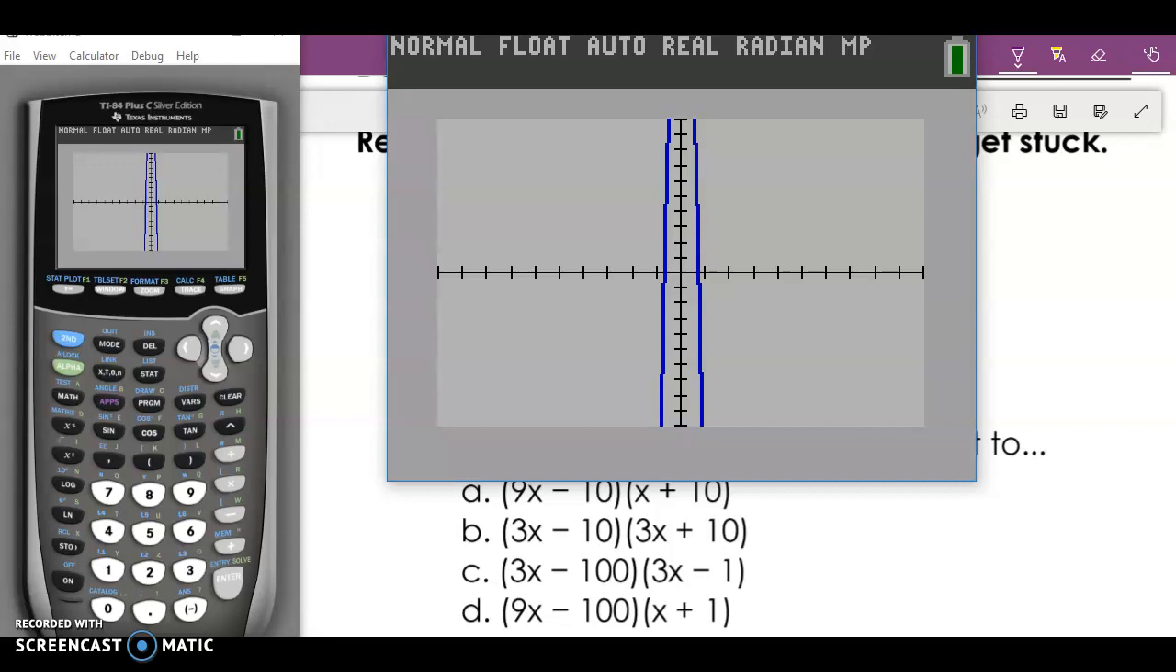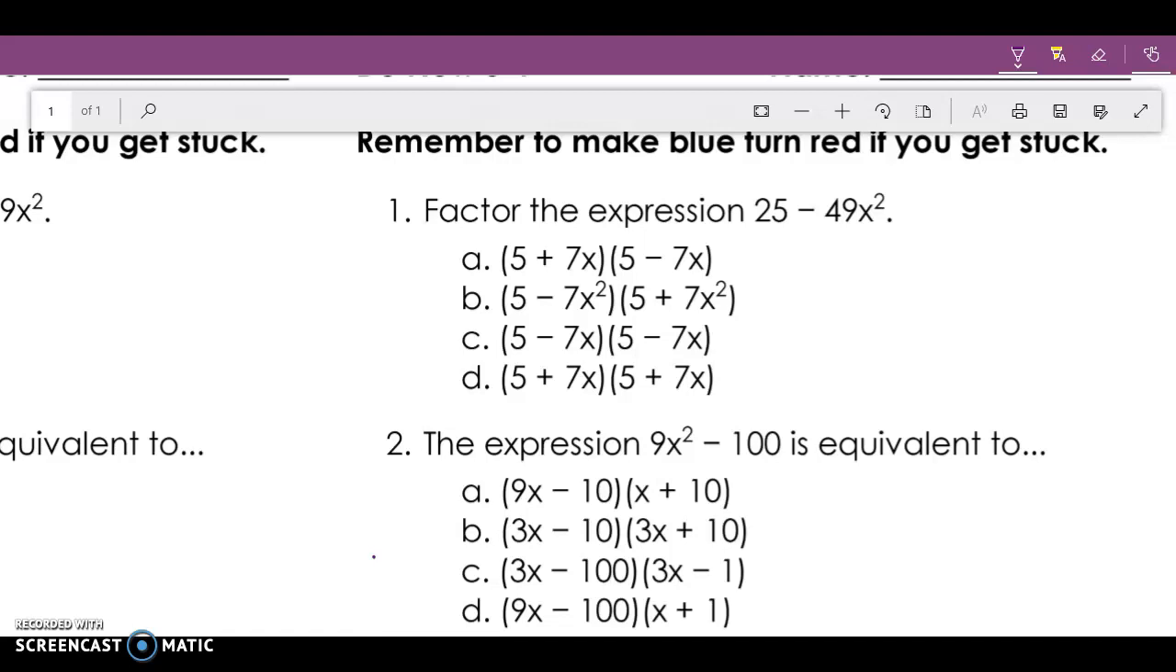And we have a negative solution and a positive solution. And so that means we have a plus factor and a minus factor. So we can get rid of answers C and D because of that. They don't have different signs. It actually shows two of the same factors, which would mean we only touch the x-axis one time. All right, that's not the case here.